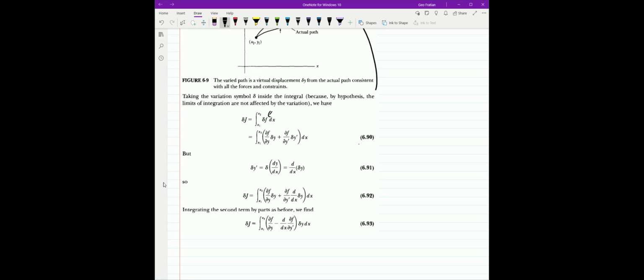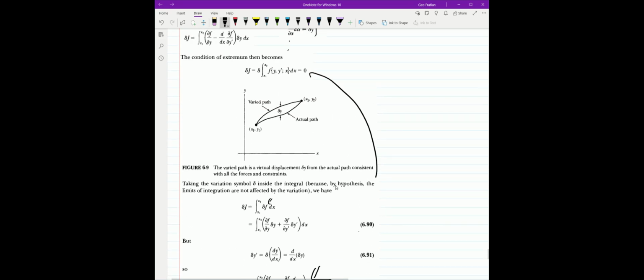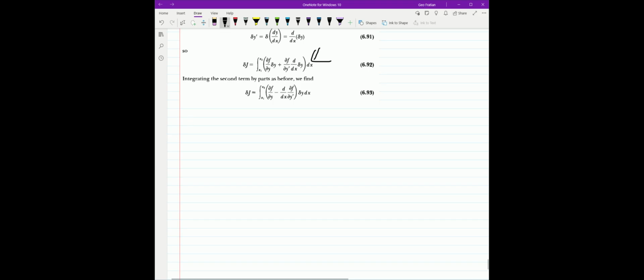So that tells us that delta j is equal to this expression, and then if we were just to integrate the second term using integration by parts, which, if you remember, we got some expression that had x1, x2, and then we have this integral right here. This vanishes because it's 0 here and here by definition, because you have to start and end at the same spot as the original function. So we get this expression.